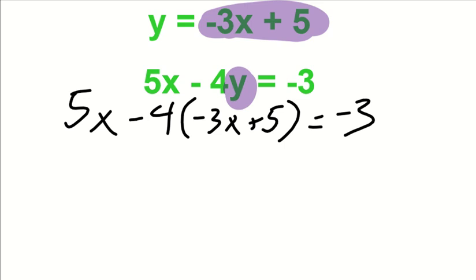All right, everybody good with that step? Take the y out, put the other equation in its place. Got to have those parentheses because we're going to have to distribute, okay? So when we distribute, what number am I distributing?